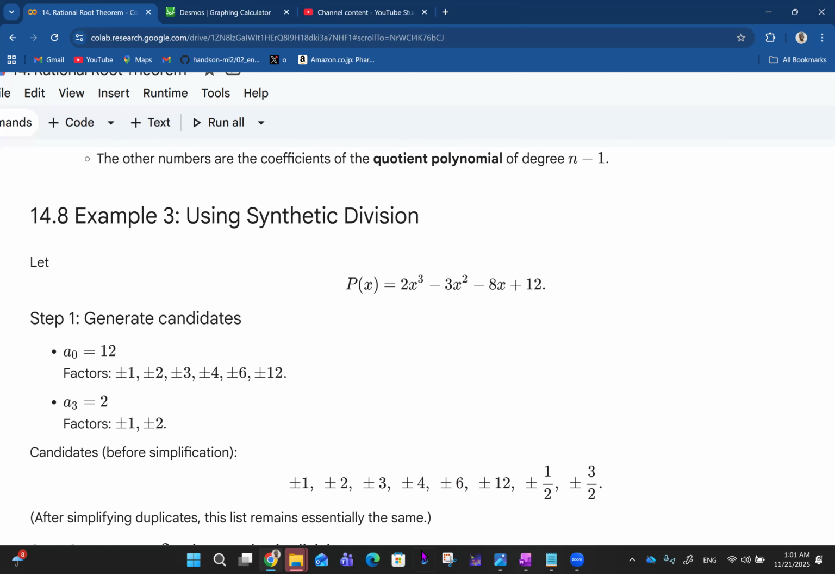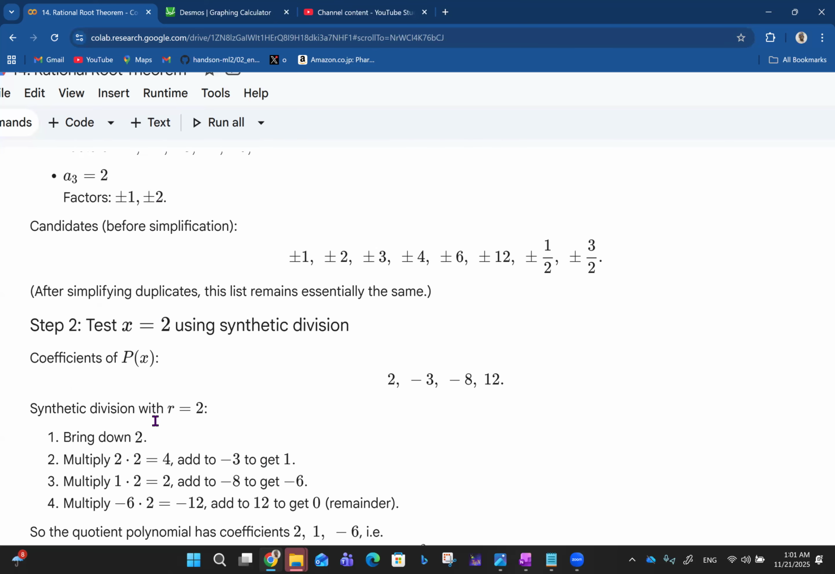So after simplifying duplicates, this list remains essentially the same. You can see, for instance, 3 over 1 gives us 3, and 6 over 2 gives us 3. We don't write it twice. Once it's there already, you don't write it down again. So don't forget, get the constant, get the leading coefficient, and then get their possible factors.